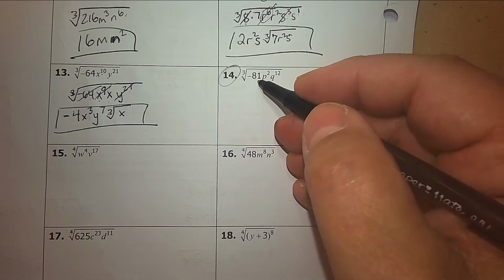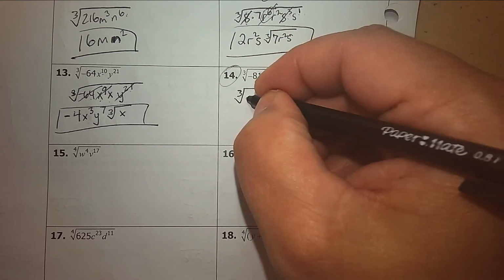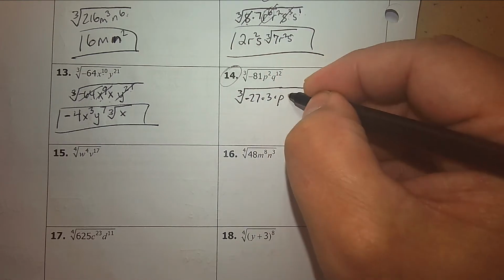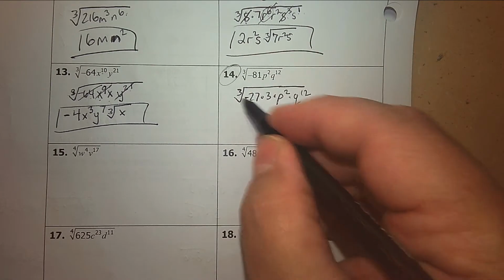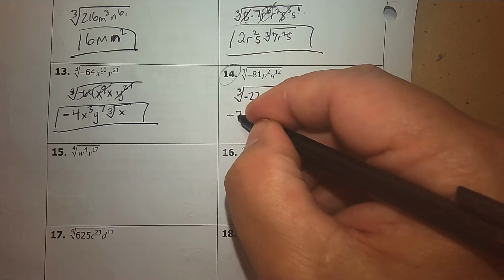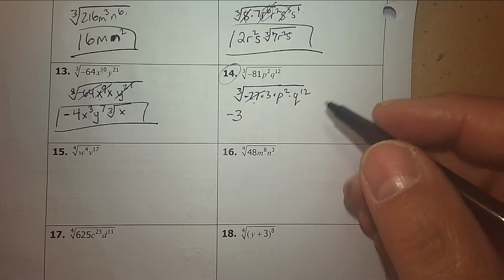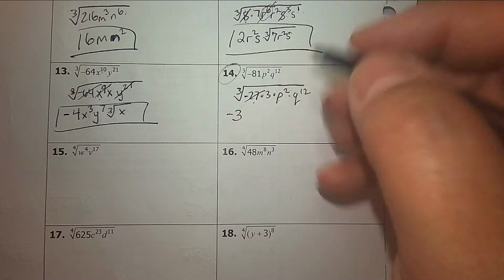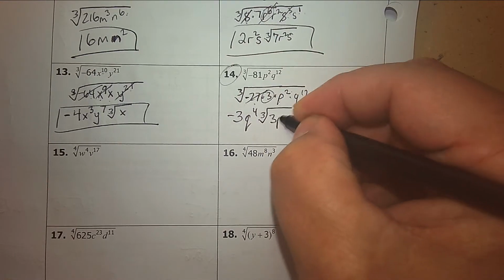Cube root of negative 81. 81 can be broken down to negative 27 times 3. So the cube root of negative 27, what number 3 times itself, is negative 3. P squared, it's too small. So 2, there's nothing I can do with it. It stays behind. 12, what's 12 divided by 3? And what I'm left with is 3, P squared, and that's it.